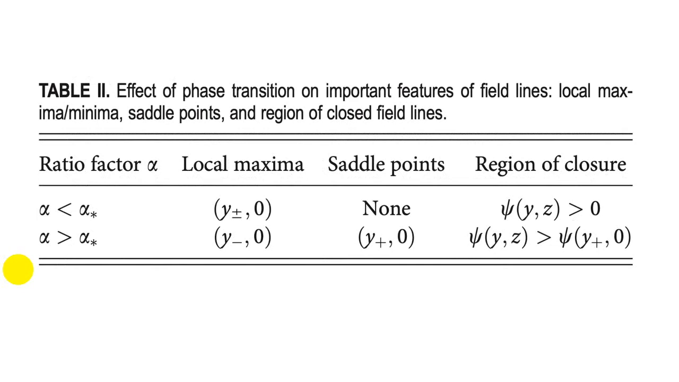As long as alpha is smaller than alpha critical, both of the points will be local maxima, there will be saddle points, and the region of closure will be just chi greater than zero, meaning the ellipse essentially, once we solve it. And here there's going to be just one local maxima and one saddle, and the region of closure is going to be this.